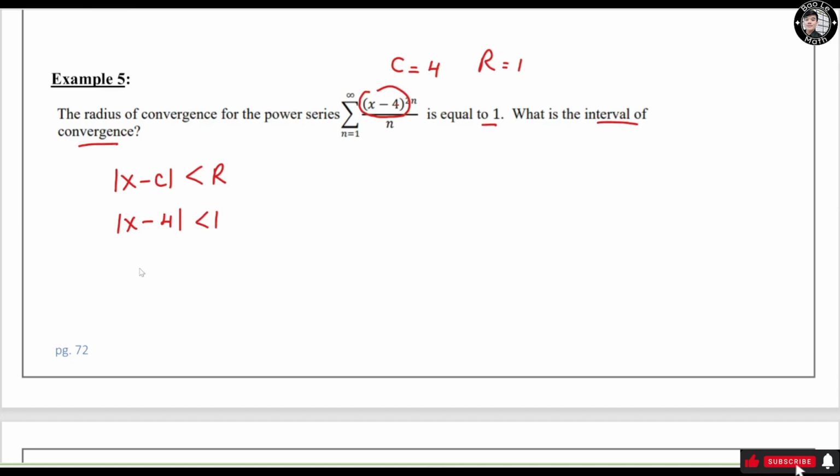This one is the same thing as s minus 4 less than 1 but greater than -1, right? So add for 3 sides, so it could be 3 less than s less than 5, right? Now we're going to check the endpoints. So if s equals 3, substitute 3 for s back into the original power series.